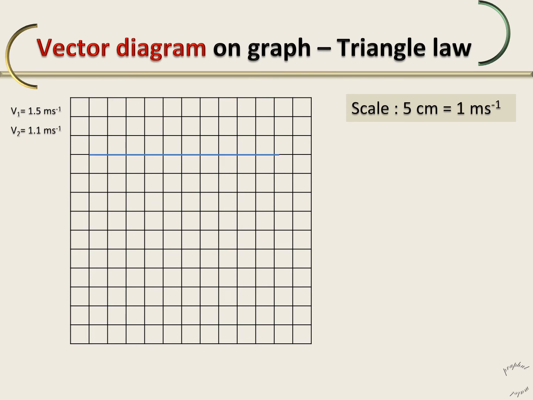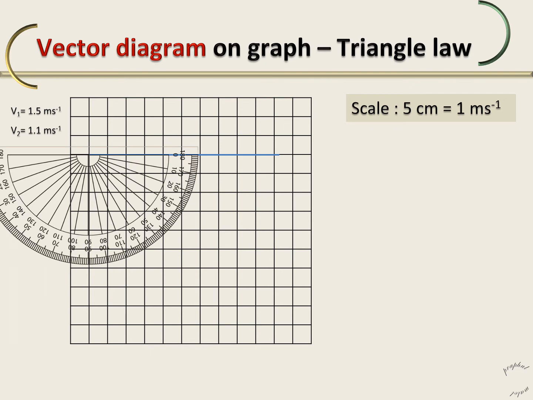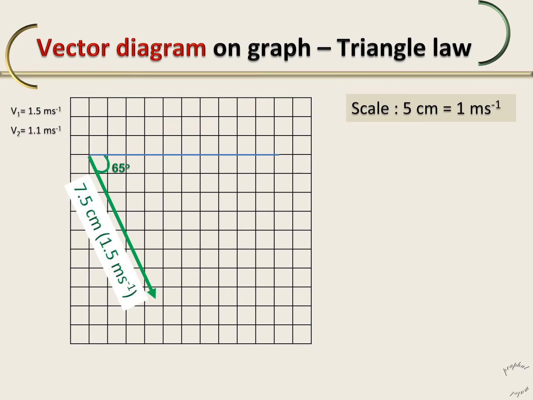Let's see how to plot the vectors on the graph paper. I am using a protractor to plot in the exact angle. In the question it's given the person is rowing the boat at an angle of 65 degree and with a velocity of 1.5. So I am cross multiplying. 1.5 meter per second is how many centimeters on the graph? You can use the scale to cross multiply, then you will get 7.5 centimeters. So I am drawing a line of 7.5 centimeter long and also at an angle of 65 degree to the horizontal line. That's my first vector.